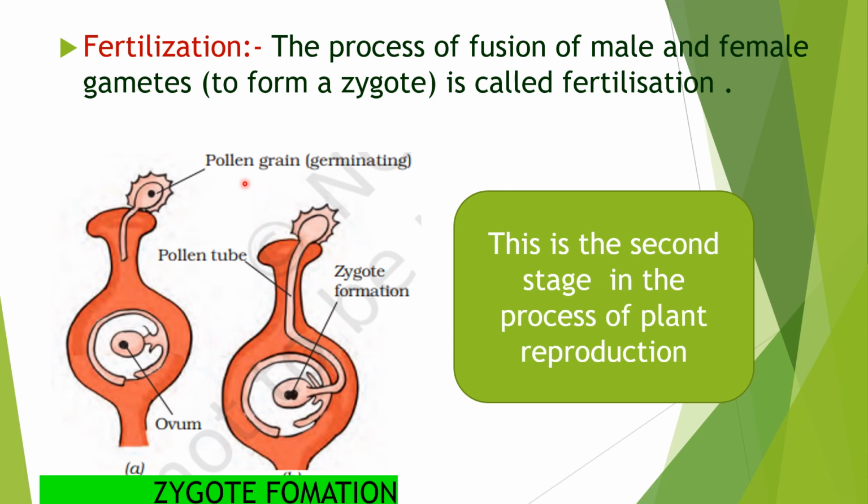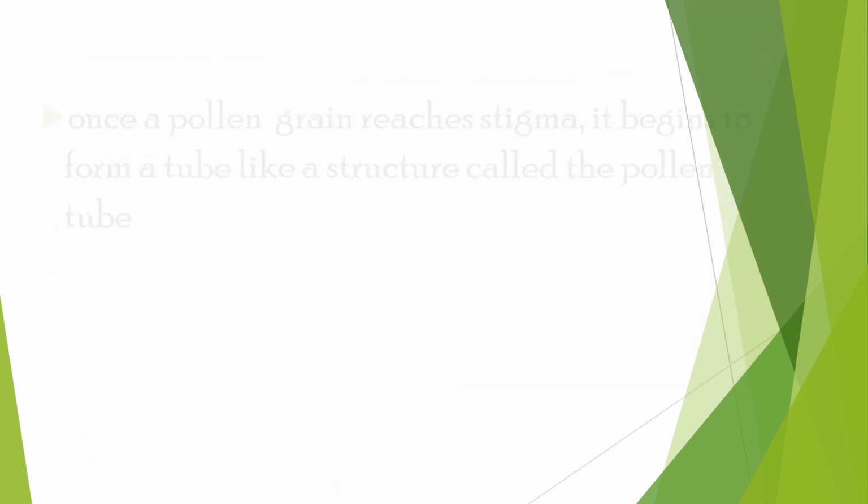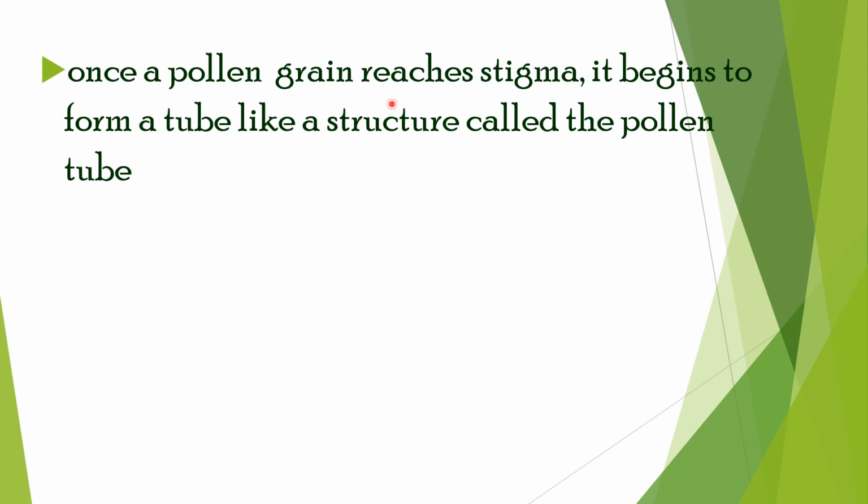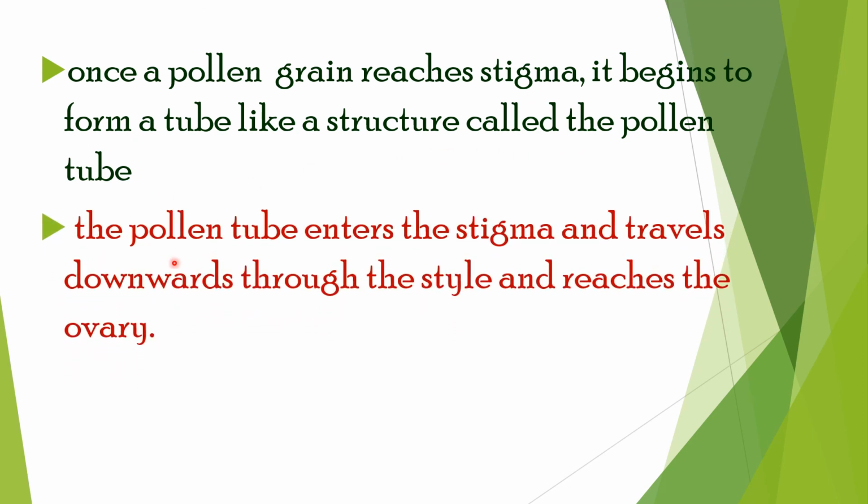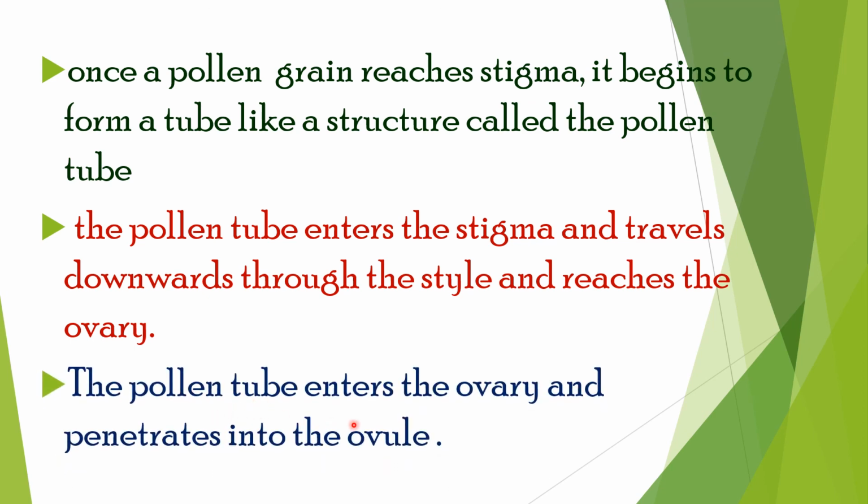Look here, pollen grains enter into the pollen tube. This is the pollen tube, and this is zygote formation. Once a pollen grain reaches the stigma, it begins to form a tube-like structure called the pollen tube. The pollen tube enters the stigma and travels downwards through the style and reaches the ovary. The pollen tube enters the ovary and penetrates into the ovule.